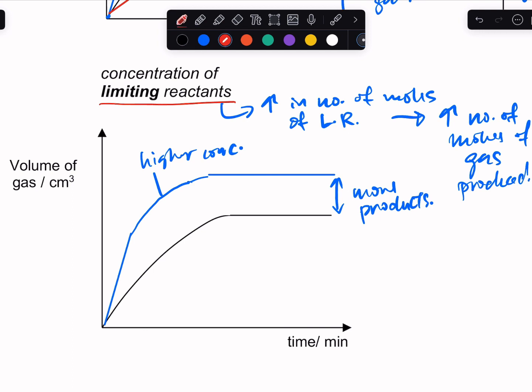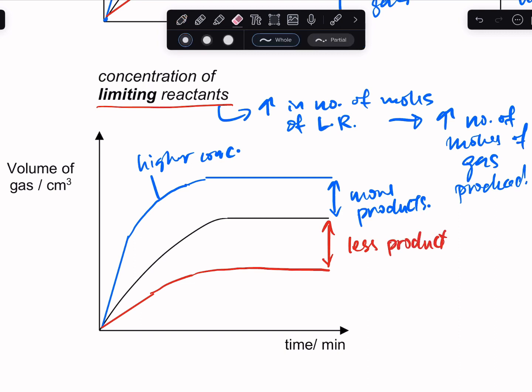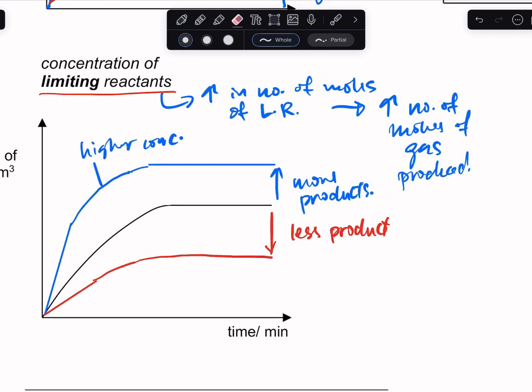Similarly, if I were to reduce the concentration of my limiting reactant, I will start with a gentler graph, right? Gentler gradient. And I must also end with less product formed. Okay, understand? As compared to the original.